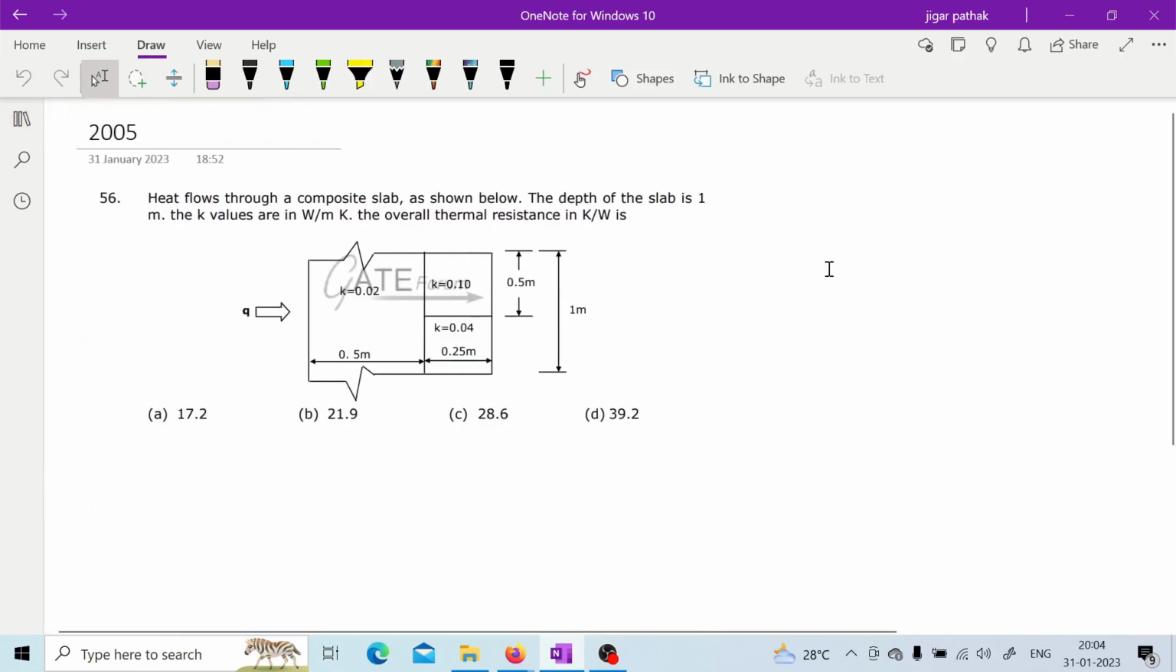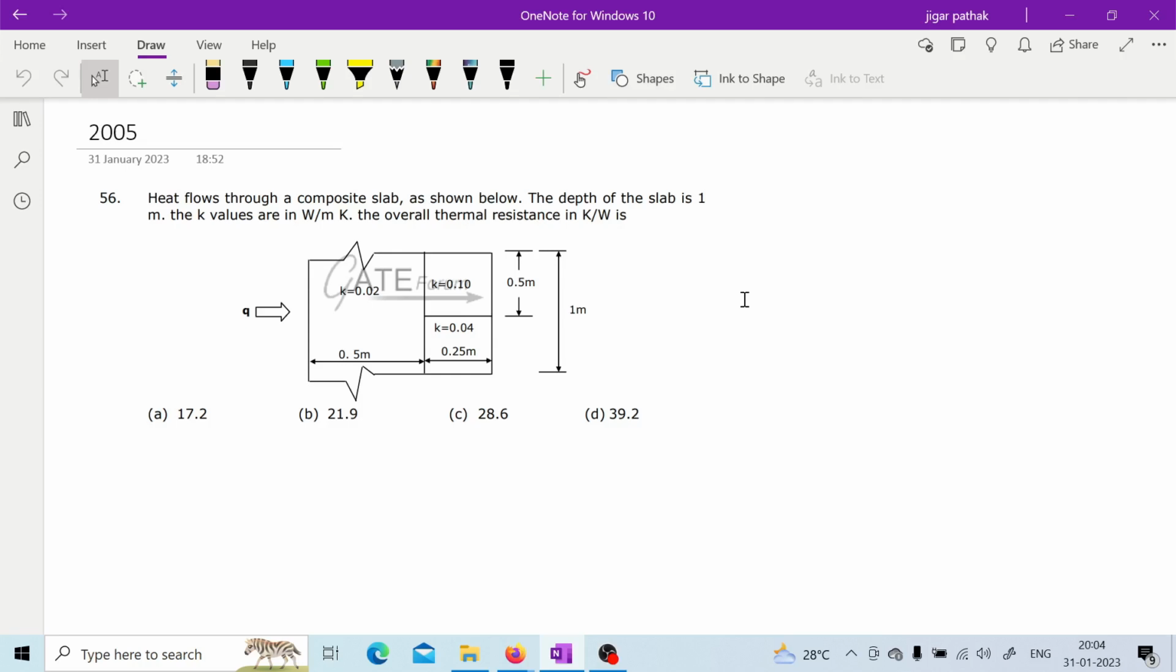Now to go for the next one. Heat flows through a composite slab as shown below. The depth of the slab is 1 meter. The K values are in watt per meter Kelvin. The overall thermal resistance in Kelvin per watt is. So, can you try this one?